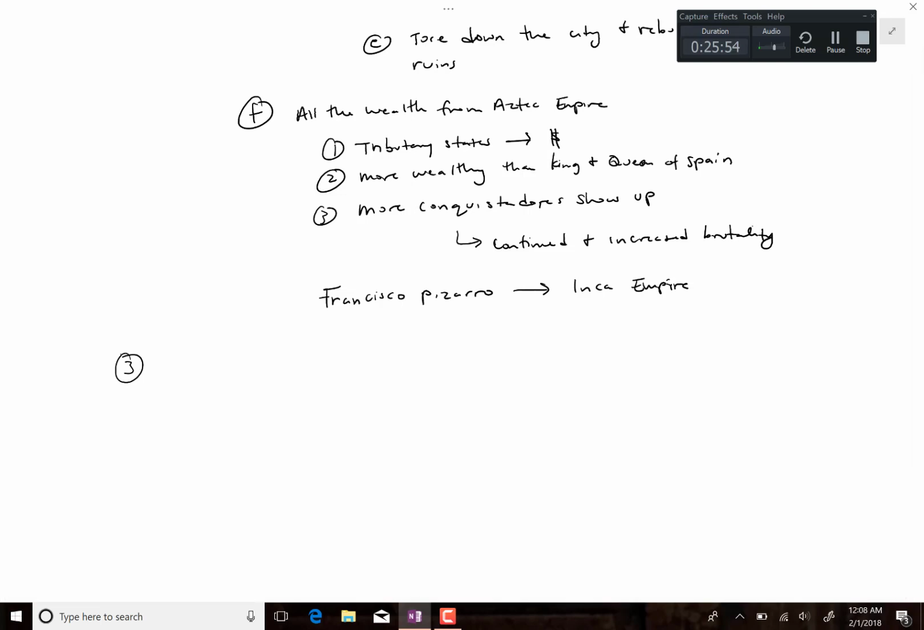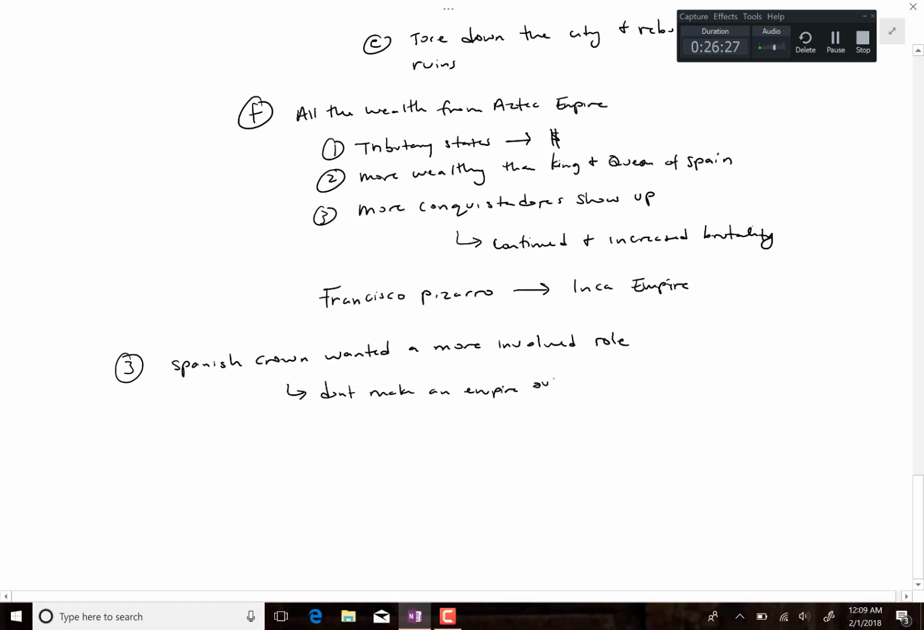Now, with all this brutality, with all the violent system, you had two things going on. One is that the Spanish crown wanted a more involved role, in part because they saw the wealth that was there. The system of independent soldiers was not, you don't make an empire out of semi-autonomous soldiers, right? They weren't held accountable to following Spanish rule per se.